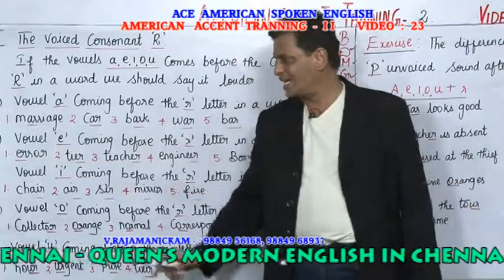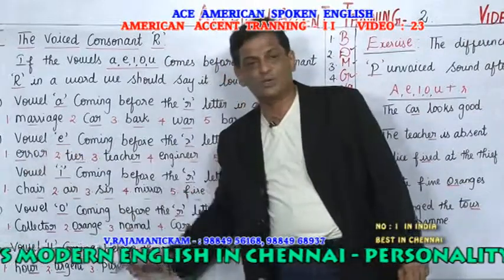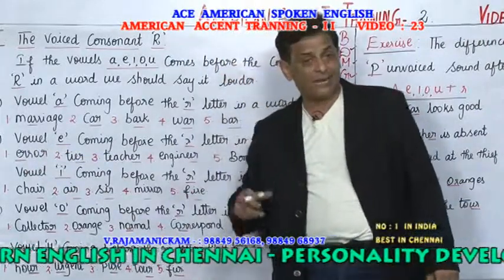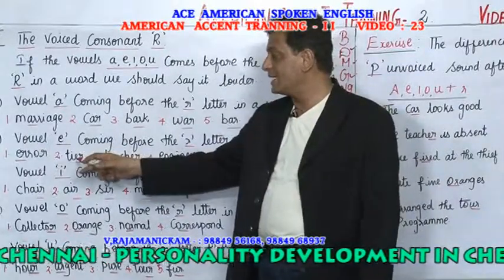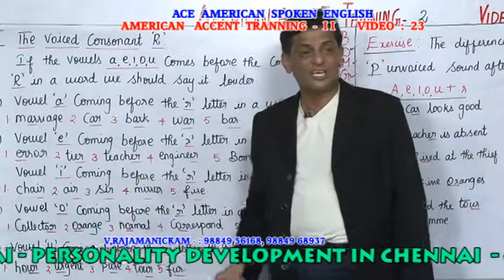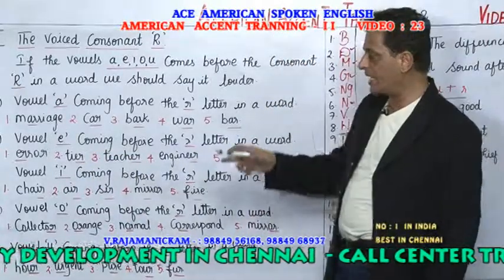E-R-R-O-R. What do you mean by E-R-R-O-R? See, before R, E comes, before R, O comes. So, error, error. You are pulling it, E and O. Here, before R, I-E comes. Tire, tire. Before R, I.